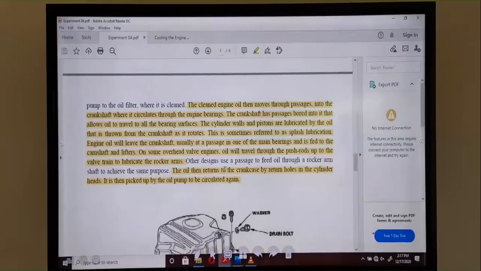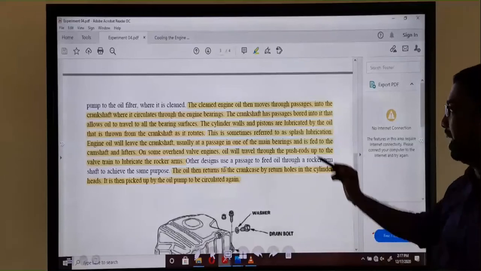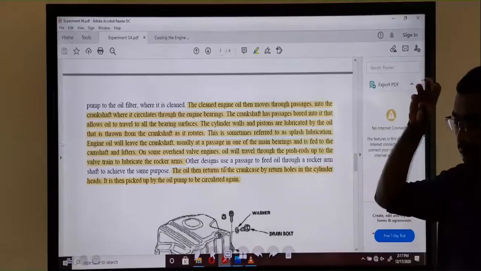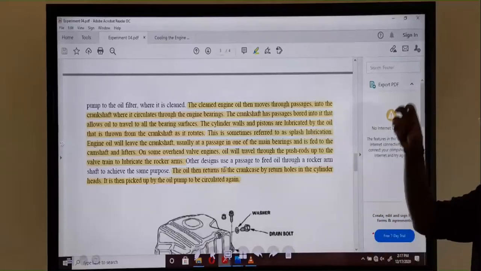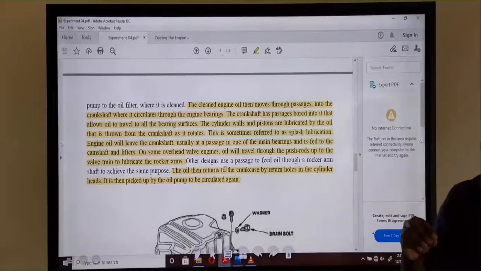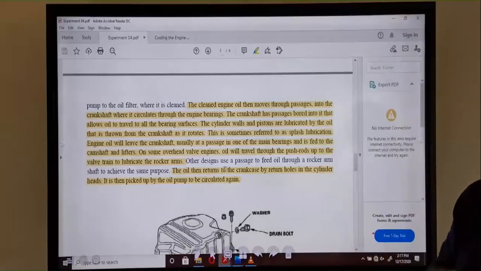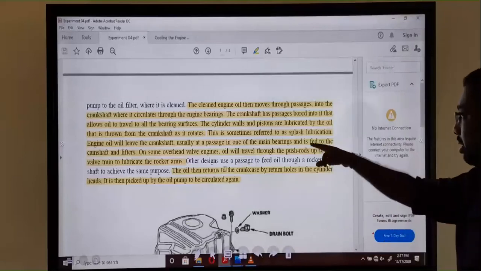Oh, the crankshaft also has the passage. Okay, I showed it in the animation. So the system lubricates everything, and sometimes we spray the oil. Okay, what does splash lubrication mean? Splash means when a liquid strikes or falls on a surface, it produces a noise. When the liquid falls or strikes any surface, the noise is called a splash.